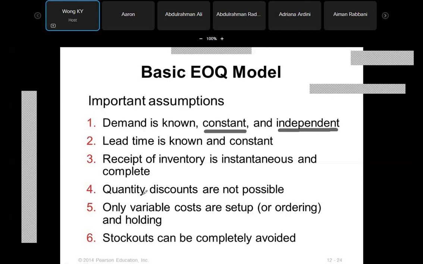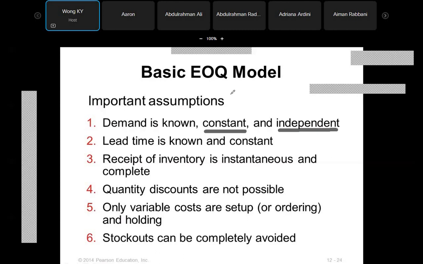And the fourth assumption is quantity discounts are not possible. This is one of the limitations of the EOQ model. In practice, if we order larger quantities, suppliers will give discounts. But in the EOQ model, we just cannot consider discounts. So discount is not considered in the EOQ model.